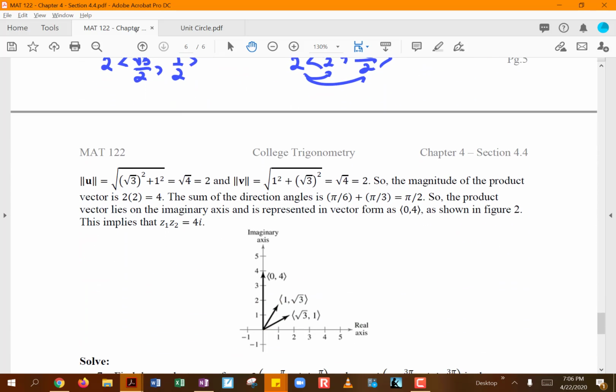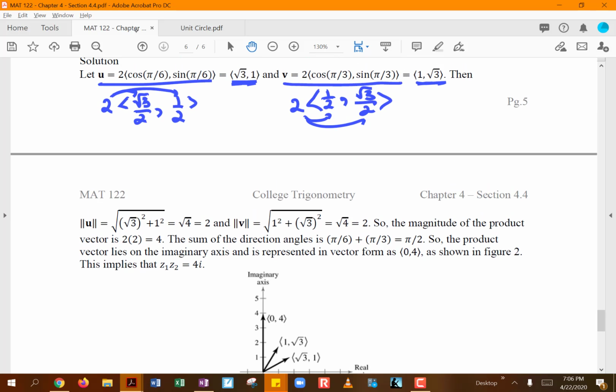Now if you find the magnitude for each of the vectors, that's basically going to be square root of square root of 3 squared plus 1 squared inside the square root symbol. Clean that up and you get the answer of 2. Finding the magnitude of vector v, again same thing, it comes out to be a magnitude of 2. Now if I take the product of both of these vectors, that means I am taking the product of the magnitude of u and multiplying it with the magnitude of vector v. So that's 2 times 2, which comes out to be 4.